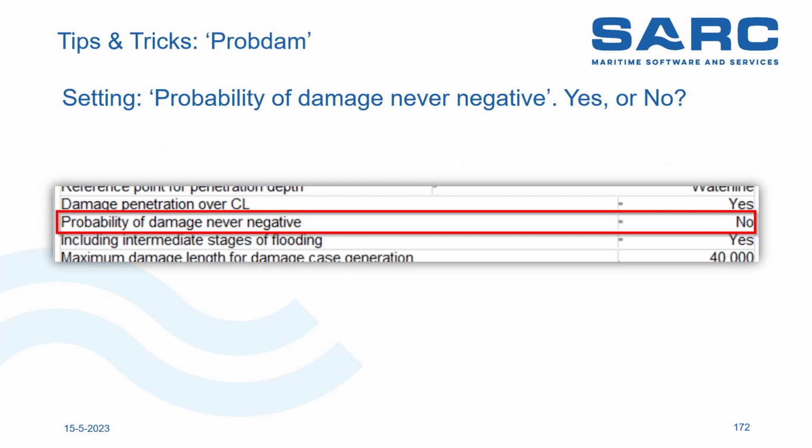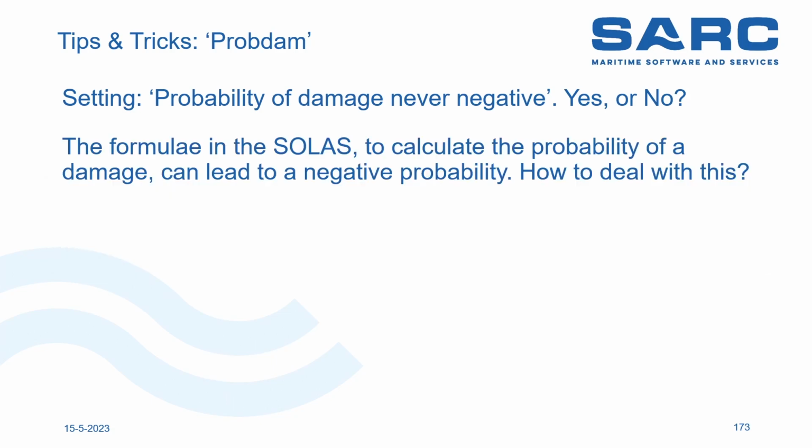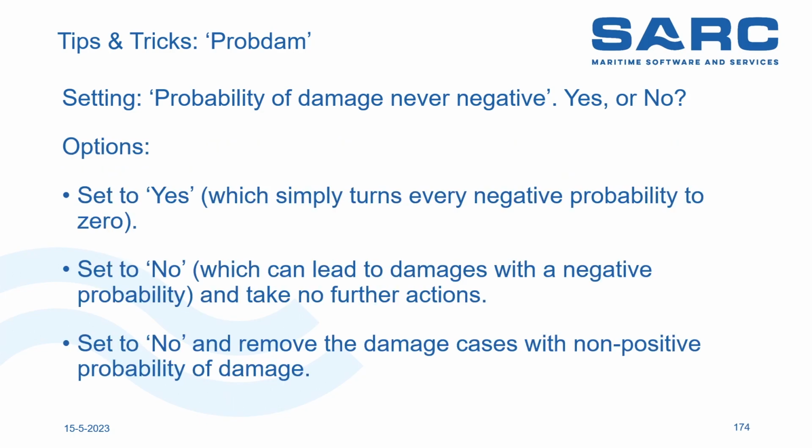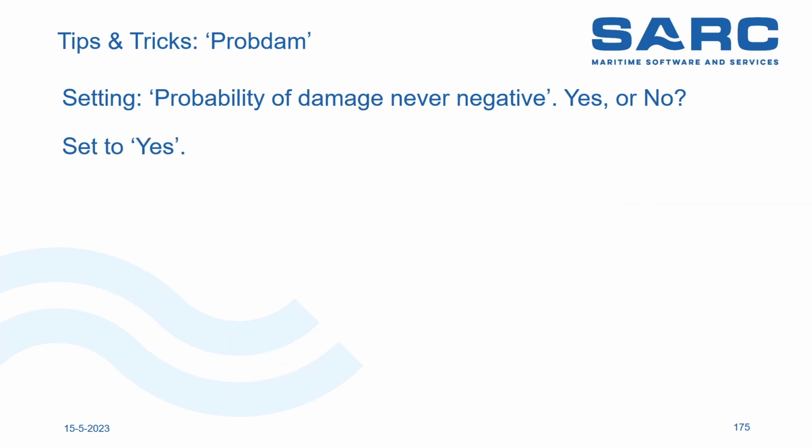The probability of damage never negative, yes or no. The formula of the SOLAS to calculate the probability of a damage case allows negative probabilities. How to deal with this? We have two options, or actually three. You can set it to yes or no. If we set it to yes, it simply turns every negative probability of a damage to zero. If we set it to no, which can lead to damage cases with a negative probability, then we take no further actions. Or we do the same, but remove the damage cases with a non-possibility of damage.